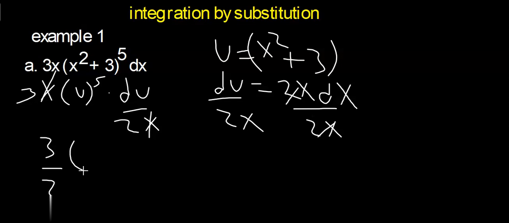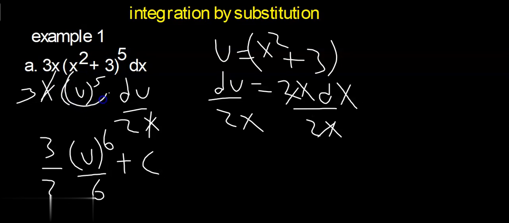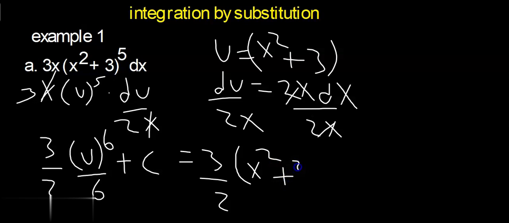Now I want to integrate u to the 5. When I integrate u to the 5, it will be u to the 6 over 6 plus c. The last thing I'm going to do is substitute x squared plus 3 back in for u. So it will be 3 over 2 times (x squared plus 3) to the 6, the whole over 6.